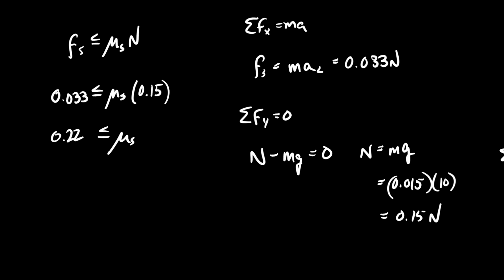I like to substitute into anything that has an inequality because I think it's better to know whether I need to be greater than something or less than something for my answer. It asks for the minimum coefficient of friction. This tells me that the coefficient of friction has to be greater than or equal to 0.22. So the minimum would be 0.22. That's the smallest that can be.